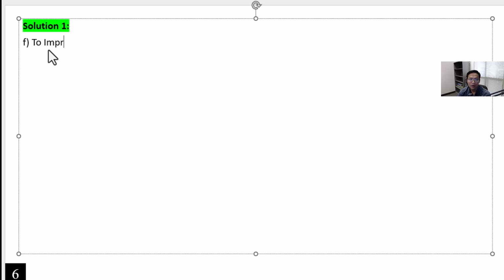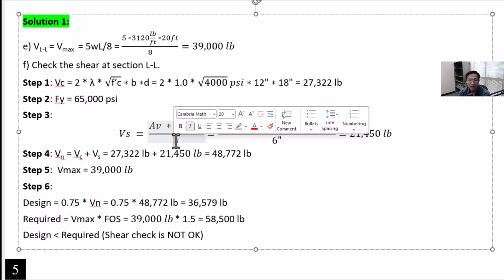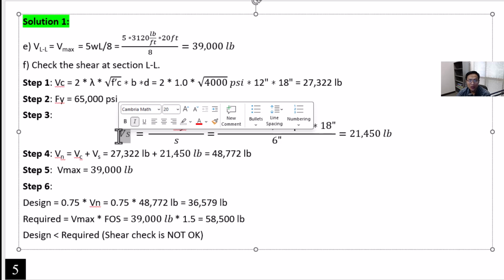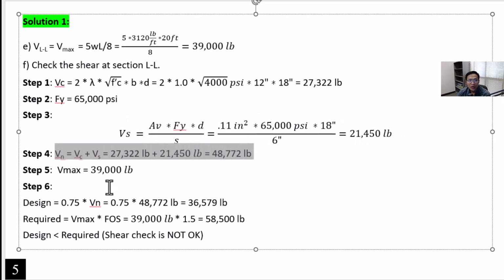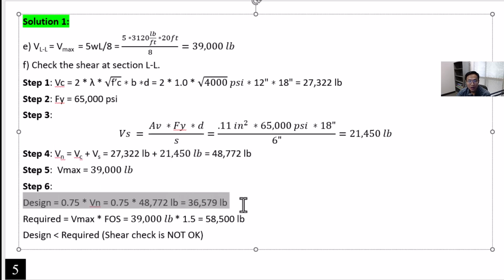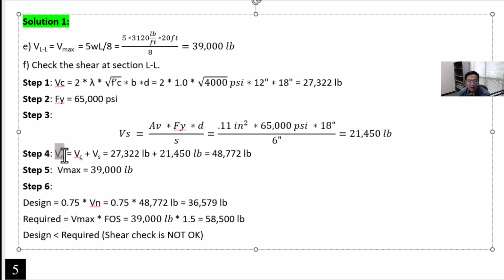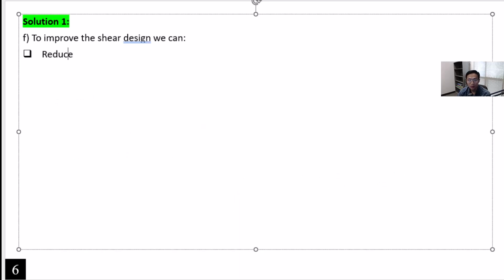So to improve the shear design, what we can do is that we can decrease the S over here. When the S decreases, which means the spacing decreases, then Vs will increase. Vs increases, then Vn will increase. The Vn will increase, which means the design will increase as well. Okay. So one thing we can do is reduce the stirrup spacing, which actually means adding more stirrups.